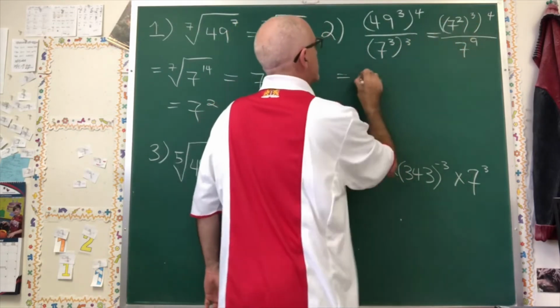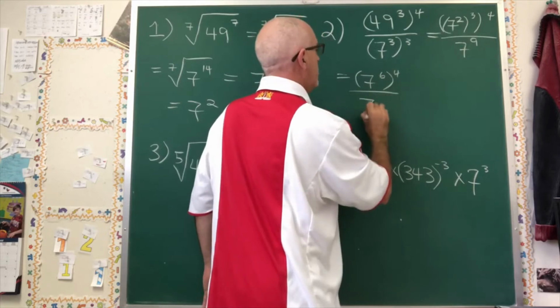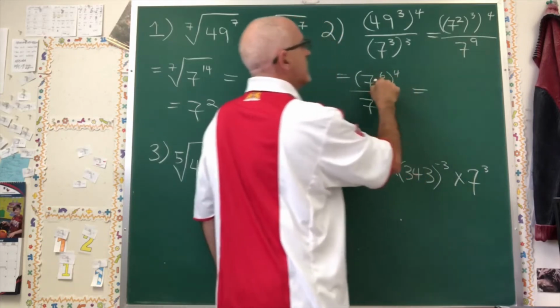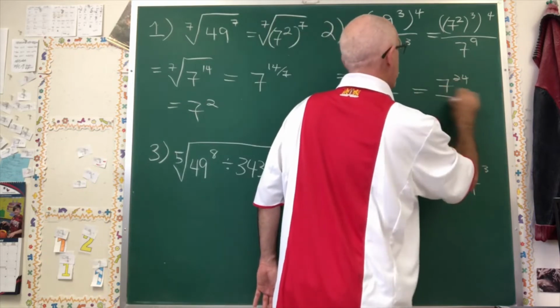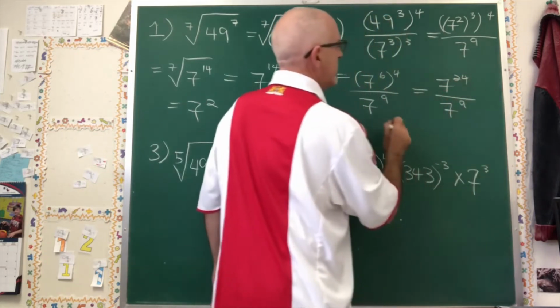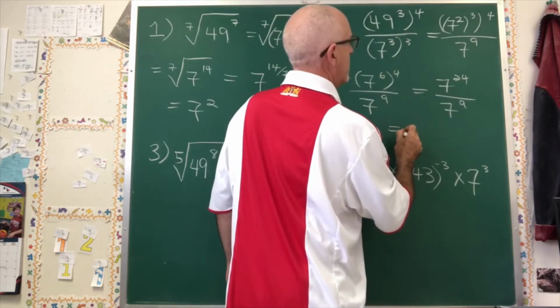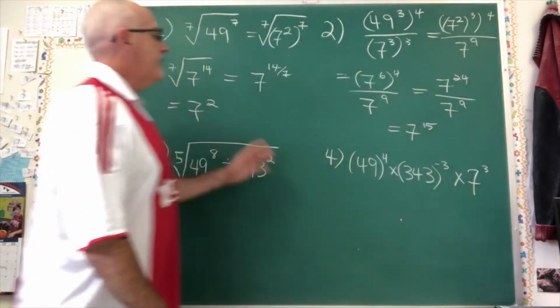7 squared cubed is 7 to the 6. Still needs to be brought to the power of 4. And 6 times 4 is 24. We have 7 to the 24 over 7 to the 9, which is 7 to the 15. I finished that one.